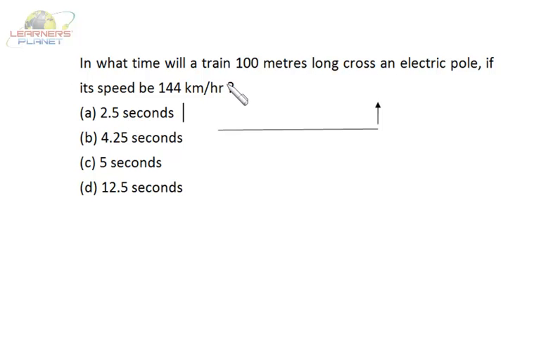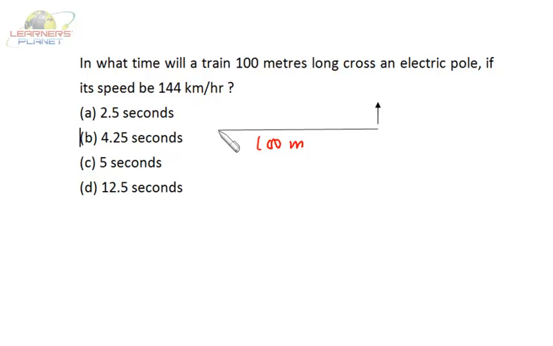In what time will a train 100 meters long cross an electric pole if its speed is 144 km per hour? Friends, we have discussed the concept of trains in our theory sessions. Further, I would just make a recap over here. Suppose this is a train over here and it has to cross this electric pole. The length of this train is 100 meters. That means the time taken by this train to cross this electric pole is the time taken by this train to run 100 meters with this speed.